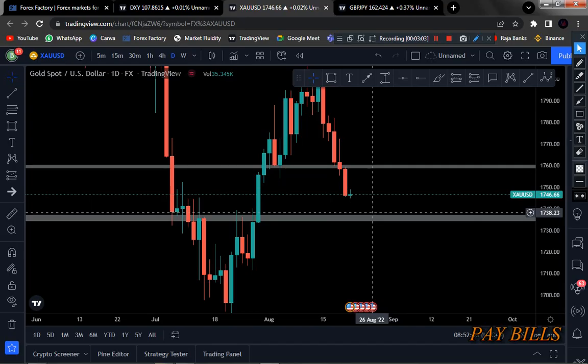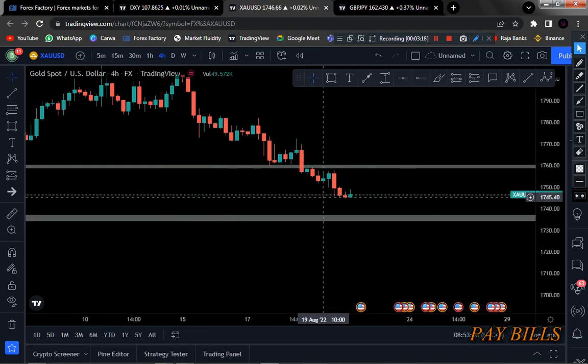Well, we can see in the pre-London session how the gold started to move, and it is most probable that that specific London trend would be followed in the New York session. So let's see the 4 hour time frame.